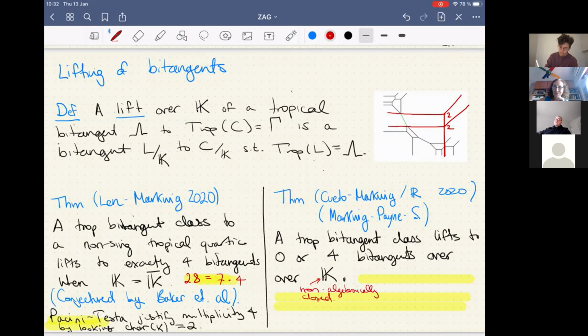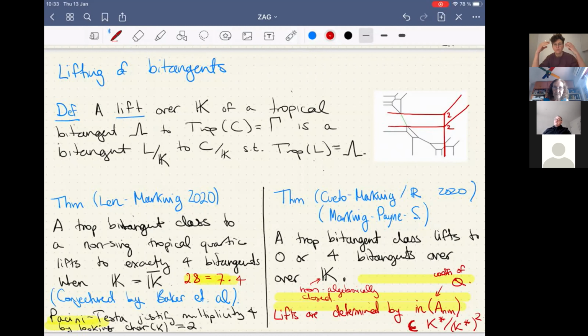And it's whether or not these lift that is determined by the information we want to keep track of, which are the initials of these coefficients. So these are the coefficients of Q. And not just the initials, but we can actually forget some information of the initials and just need to know the class of the initials modulo squares in the field. So in the real numbers, the non-zero real numbers modulo the squares of non-zero real numbers is just plus or minus. So you just need to know the signs of all of the coefficients of the defining polynomial.